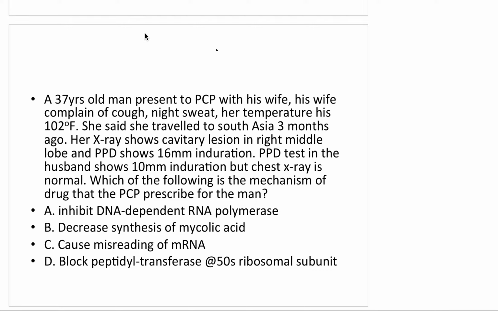So this is a third step question. First, you have to know what's wrong with the wife. Then you have to know what drug to give to the husband. Then third, you have to know what's the mechanism of the drug you have to give to the husband.